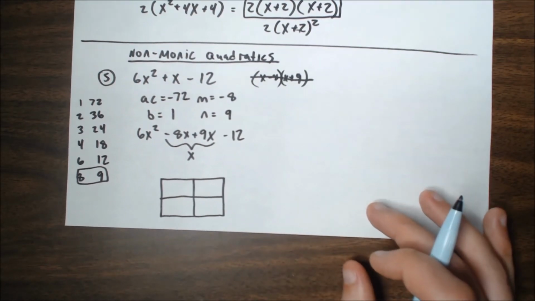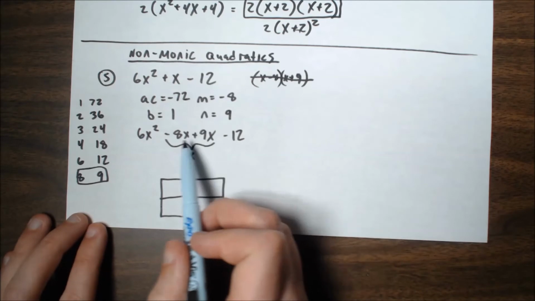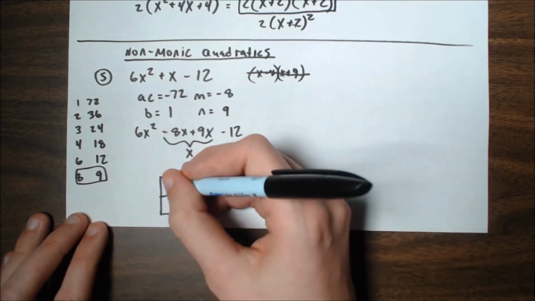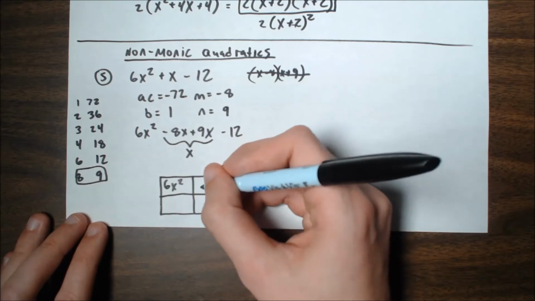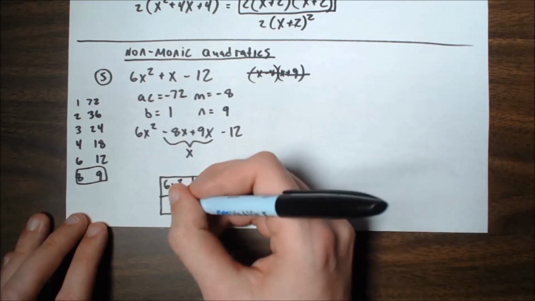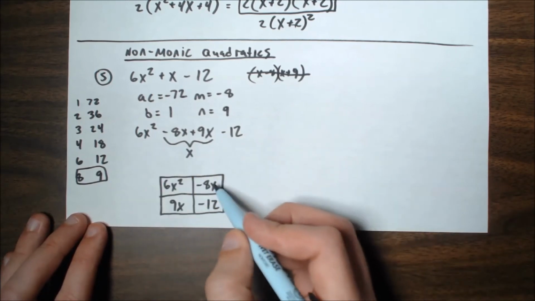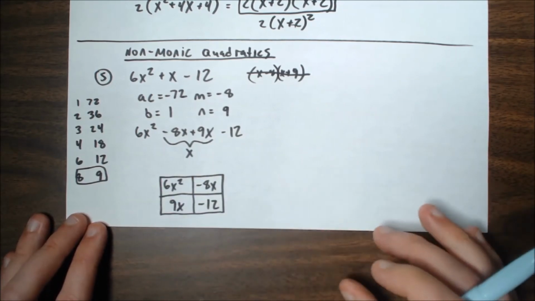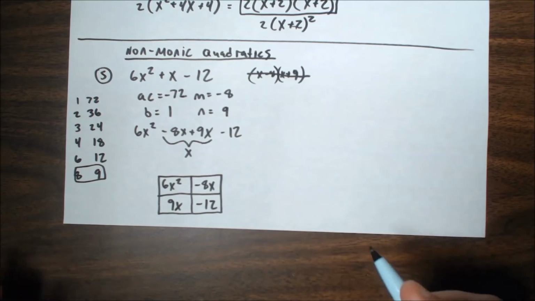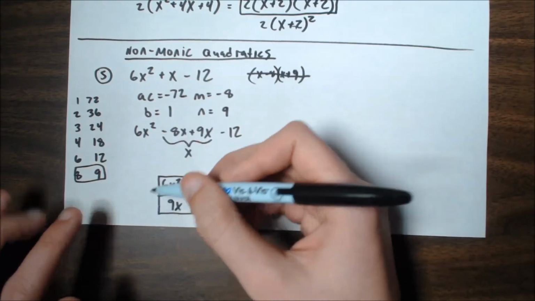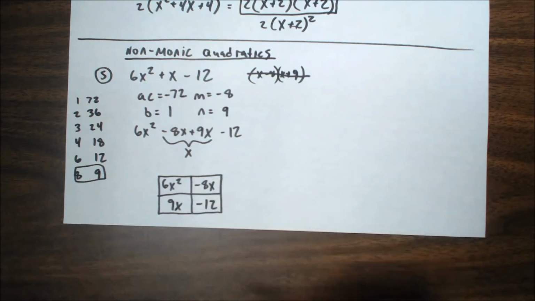So what I want to do is I want to take this polynomial that I've written out, and I'm just going to plug each term into the box. So I'm going to say 6x squared minus 8x plus 9x and minus 12. I've simply written those four in order, 1, 2, 3, 4, okay? Now remember that normally the way we use the box is you've got something written on the top and something written on the side that we multiply together to give us these numbers.